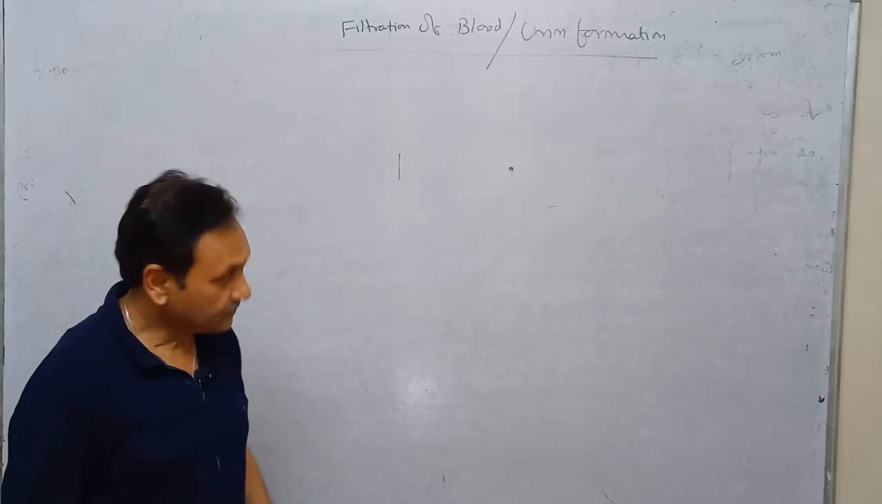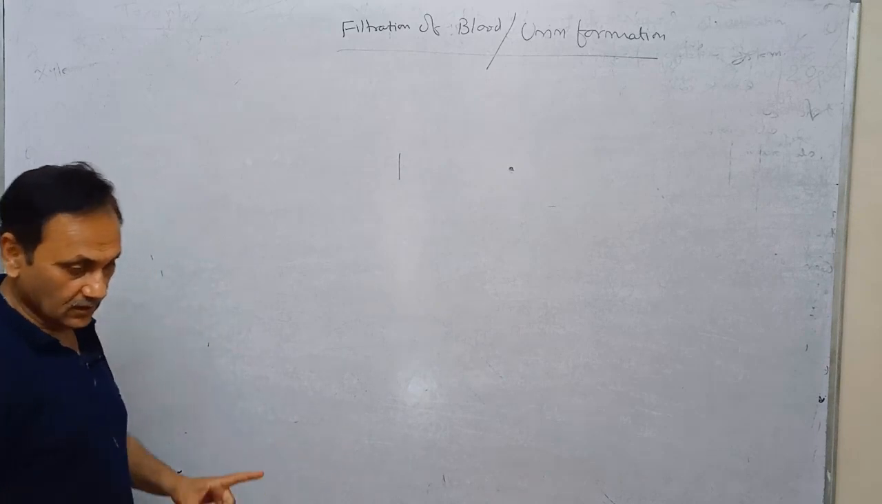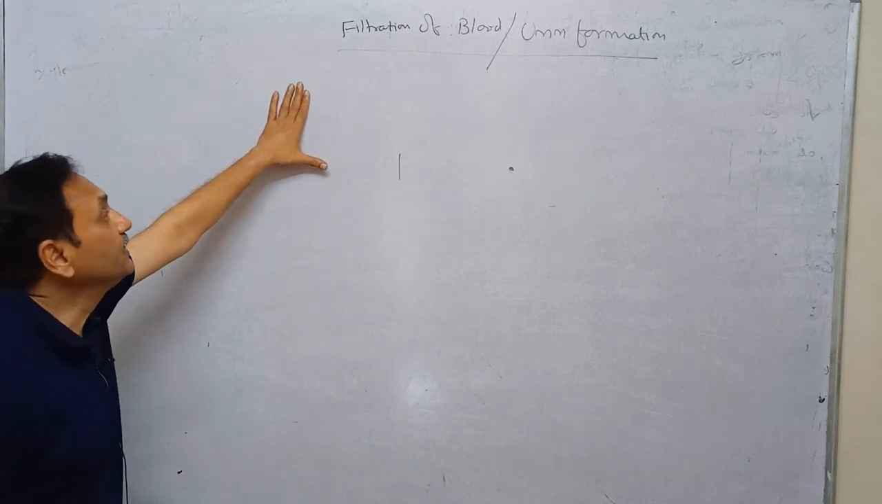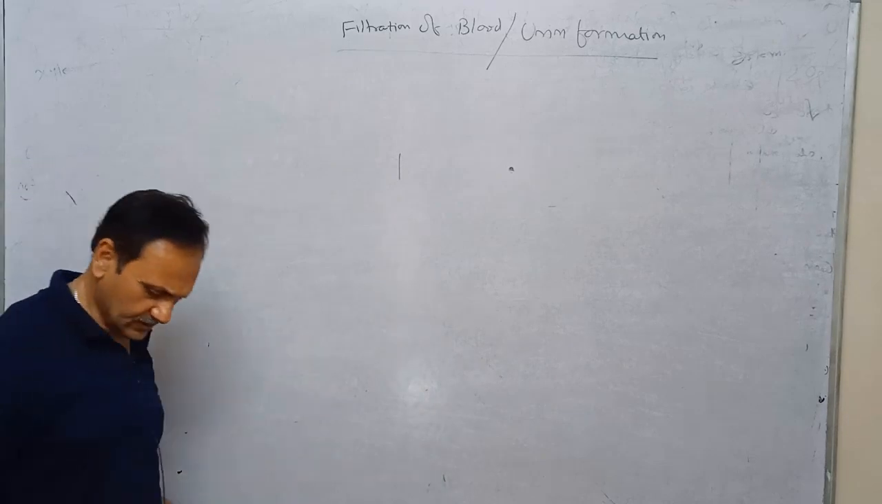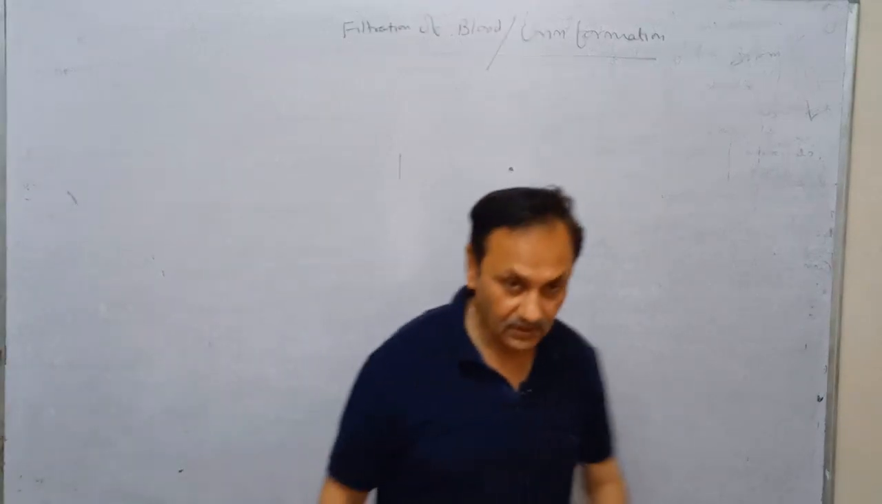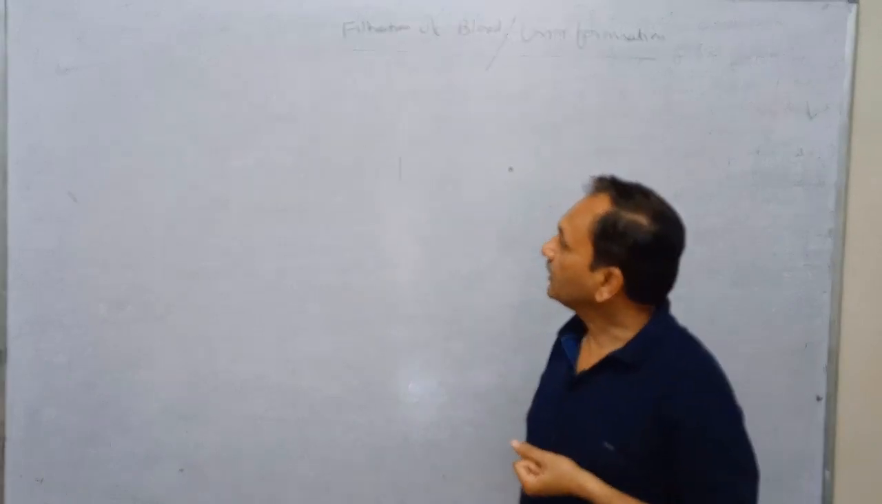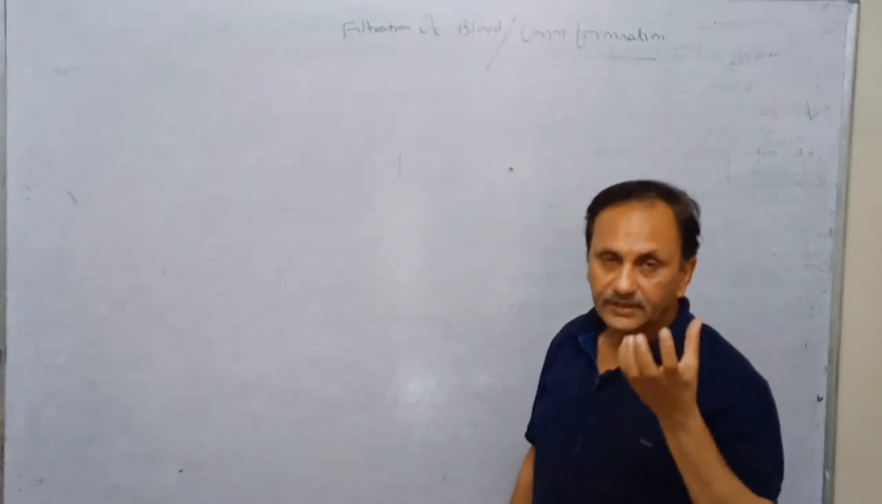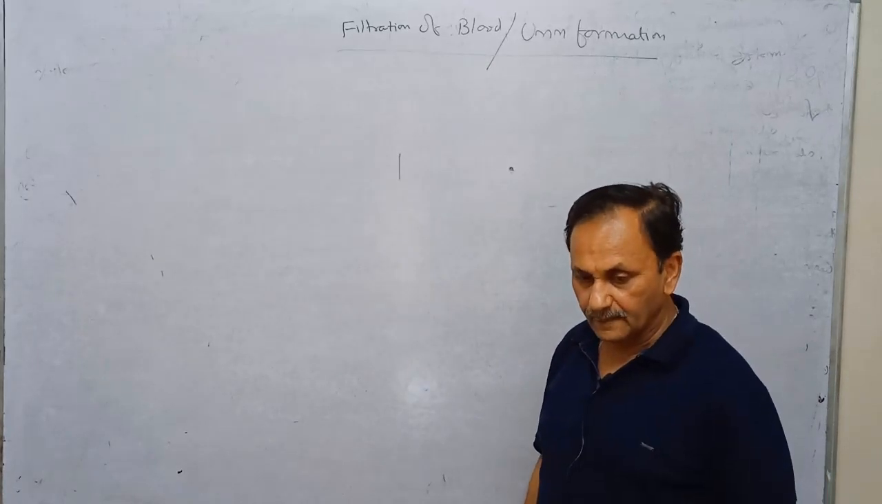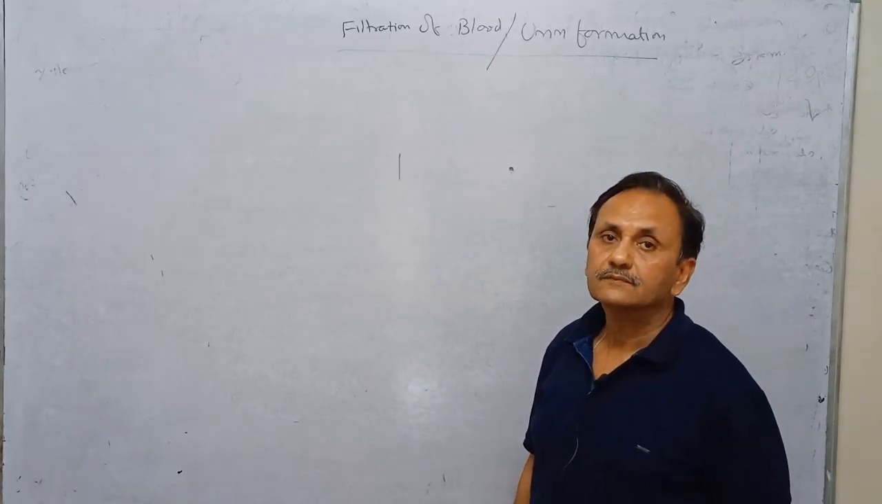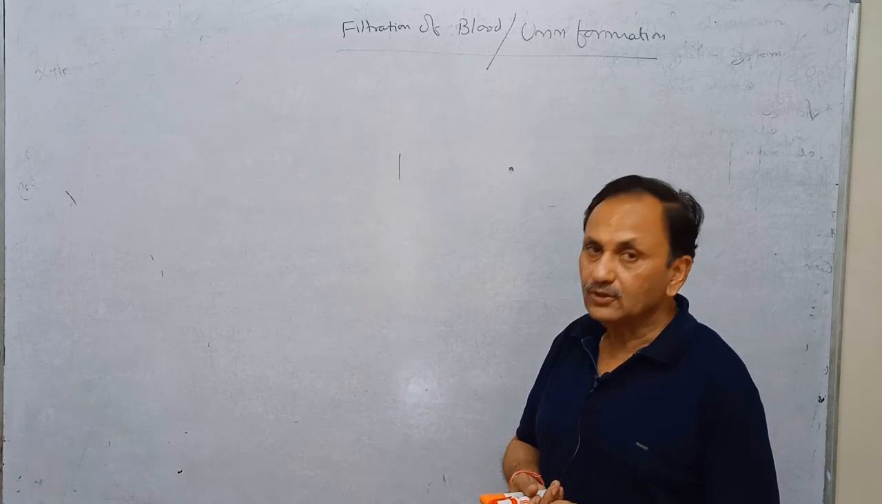Good morning, students. Today we will discuss the filtration of blood, or urine formation. In previous classes, we have discussed the structure of the kidney, the structure of the nephron, what happens in the nephron, and where urine is formed.